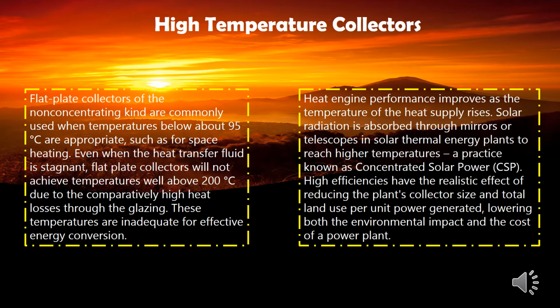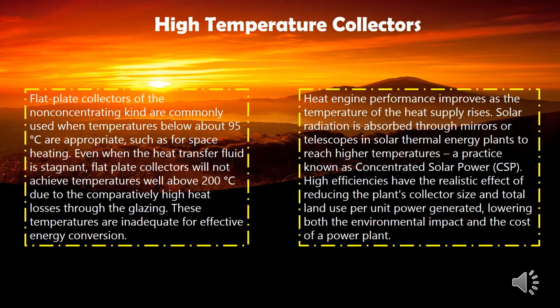High temperature collectors. Flat plate collectors of the non-concentrating kind are commonly used when temperatures below about 95 degrees Celsius are appropriate, such as for space heating. Even when the heat transfer fluid is stagnant, flat plate collectors will not achieve temperatures well above 200 degrees Celsius due to the comparatively high heat losses through the glazing. These temperatures are inadequate for effective energy conversion.